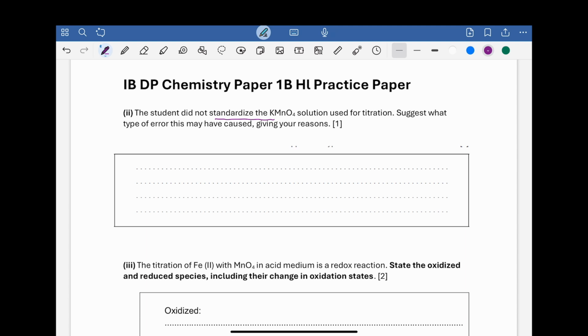2. The student didn't standardize the KMnO4 solution used for the titration. Suggest what type of error this may cause, giving your reasons. So straight away, it will be systematic error. All values will be inaccurate.